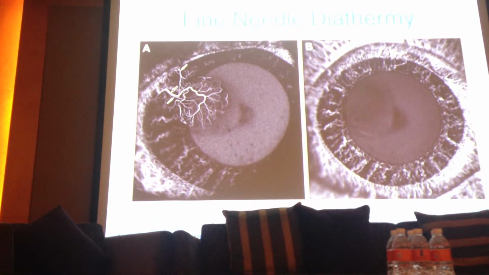And many people have published on how nicely you can achieve closure of the vessel as well as regression of the scar just by this treatment alone. But they often have to use ICG, which is invasive and time-consuming.